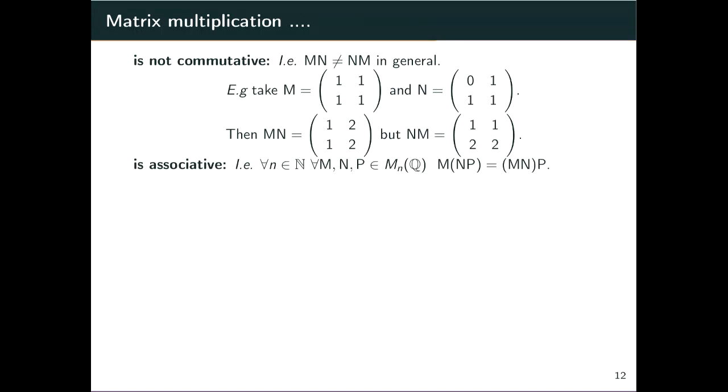On the bright side, it is associative. So the order that you do the matrix multiplication does not matter. If you have three different matrices, m, n, and p, then m multiplied with the matrix n times p is equal to the matrix m times n times p. So this is called associativity.